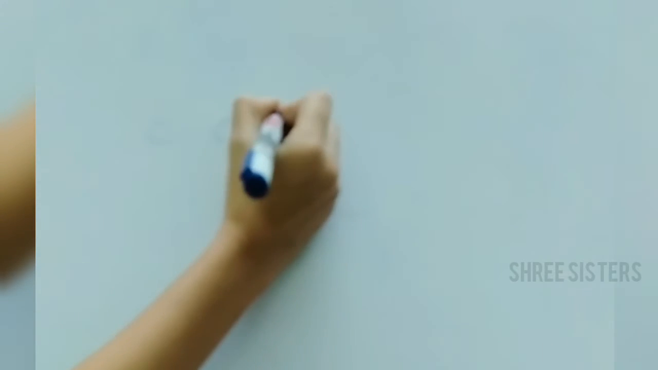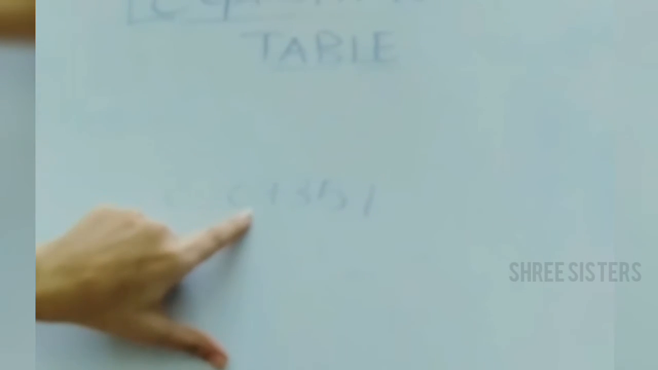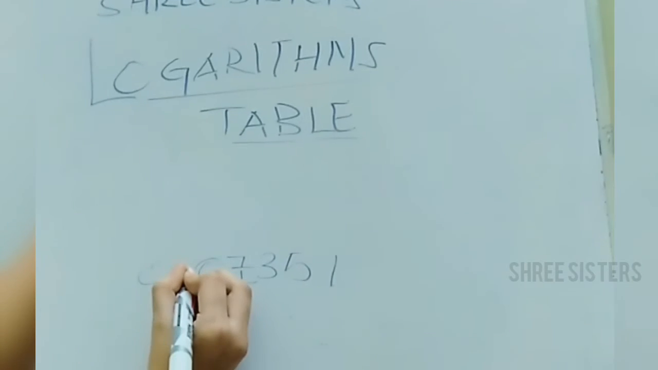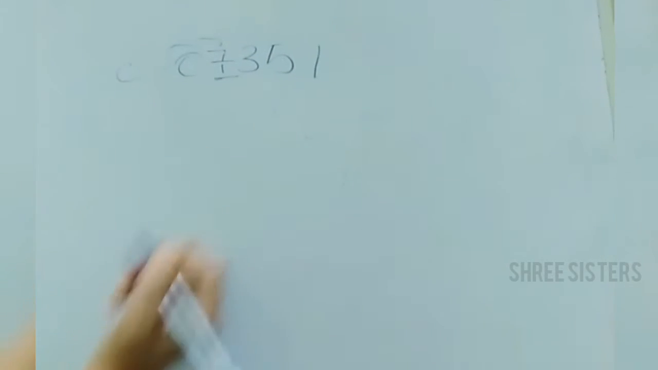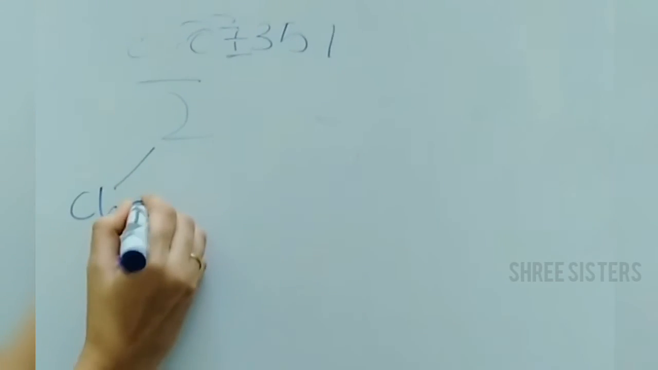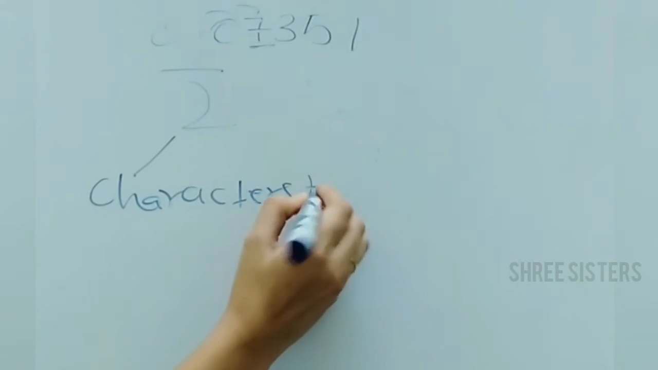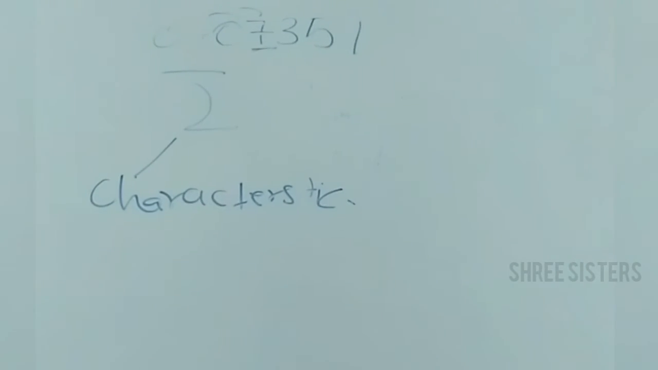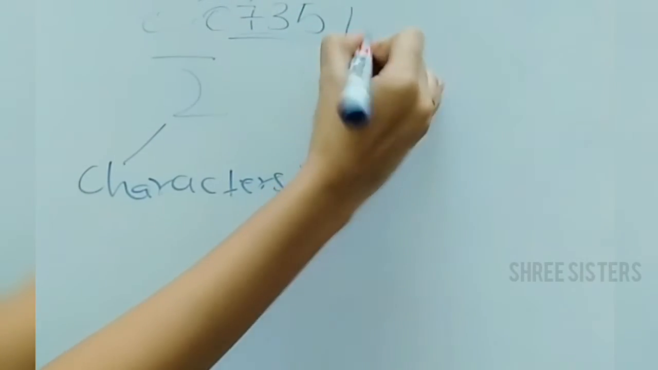And there will be cases like 0.07351. This follows the same pattern, but when you are calculating the characteristic part, you should see where the first nonzero number is coming. The 7 is coming in the second place after the decimal. For these kinds of numbers, you should keep 2 bar as the characteristic, and for the mantissa, the same process as before, but not for 0. You should calculate for 7351 and write the value.